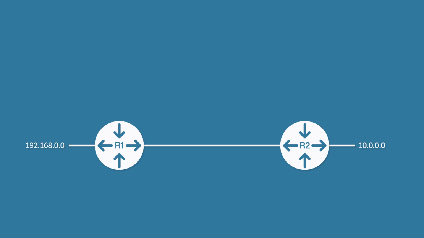EIGRP uses the diffusing update algorithm, also known as DUAL, to handle all route computations to ensure no routing loops occur. So let's break this down. Both routers will send full update messages which contain all routing information known by that router. An ACK message is then sent to acknowledge the delivery.